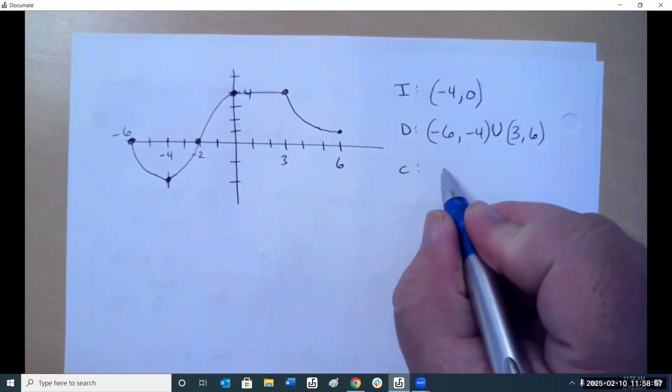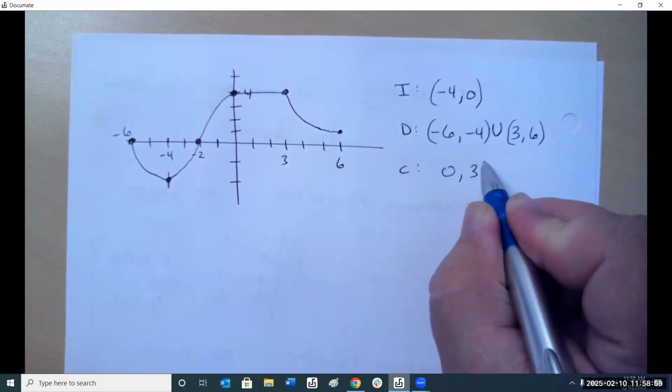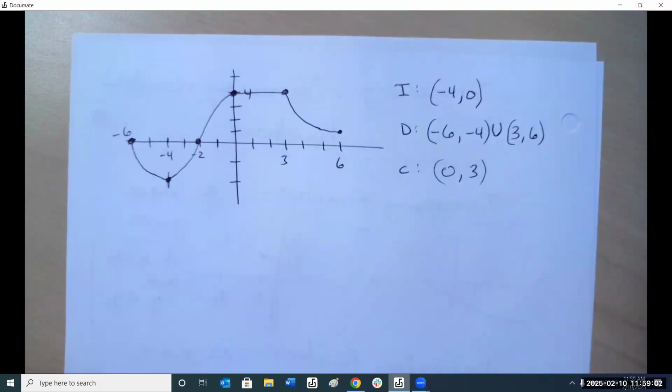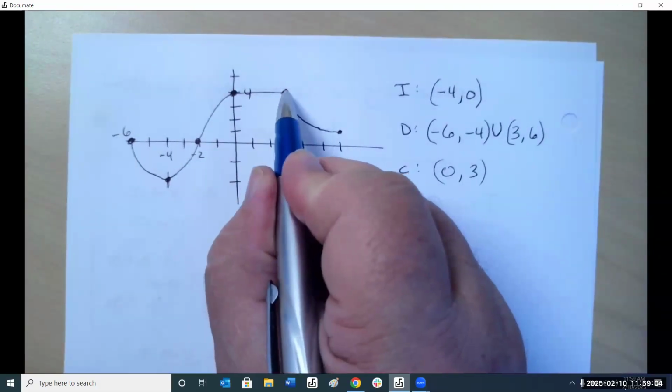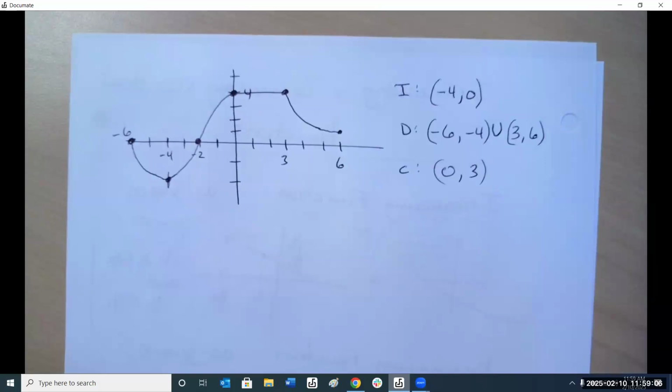So it's constant from 0 to 3. Because at 3, you don't know if it's going constant or if it's decreasing. At 3, 4, you don't know what it's doing. So it's both.